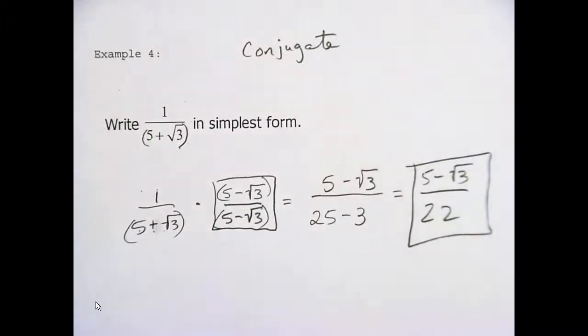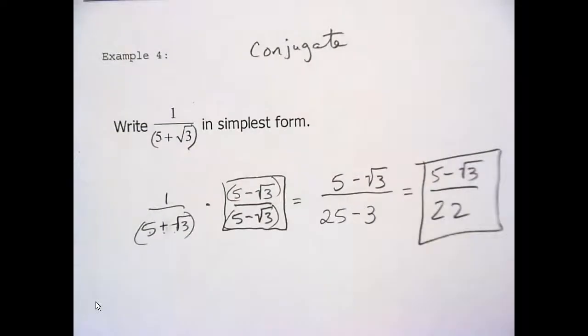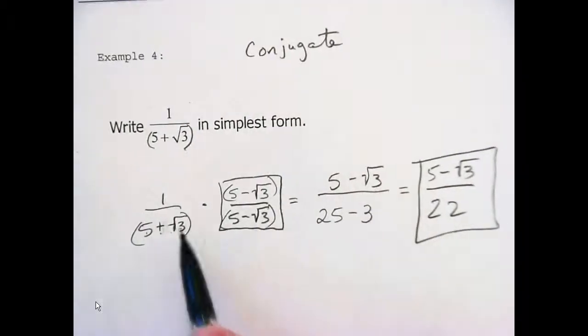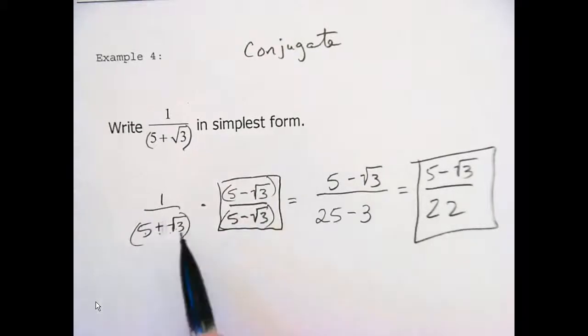All right. Questions? Yeah? Root 3 times root 3 is root 9. And the square root of 9 is 3.